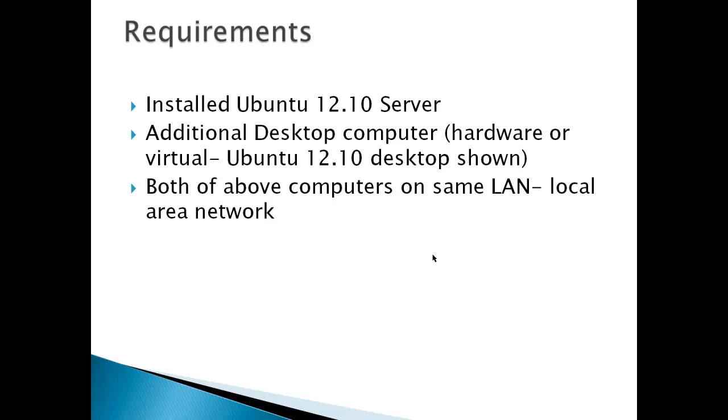Requirements are an installed Ubuntu 12.10 server, which is covered in Ubuntu LAMP Server 12.10 Part 1, and additional desktop computer hardware or virtual. In this video, the Ubuntu 12.10 desktop is shown, but you could use any machine including a Windows desktop, and both of the above computers are on the same LAN or local area network.